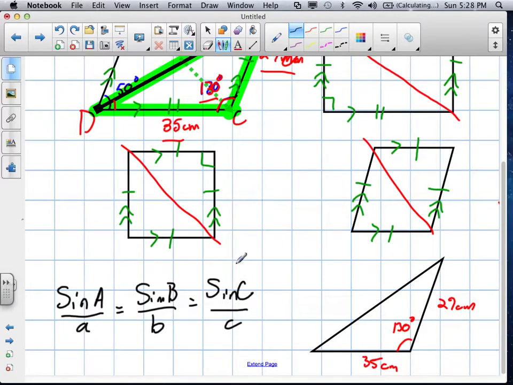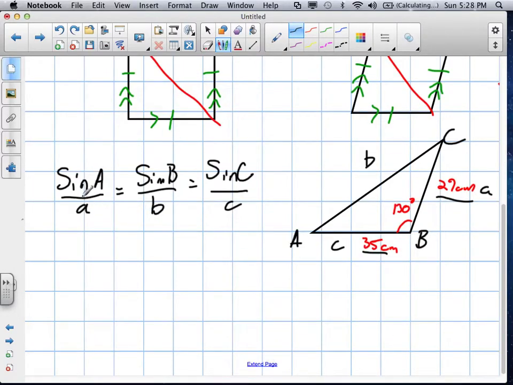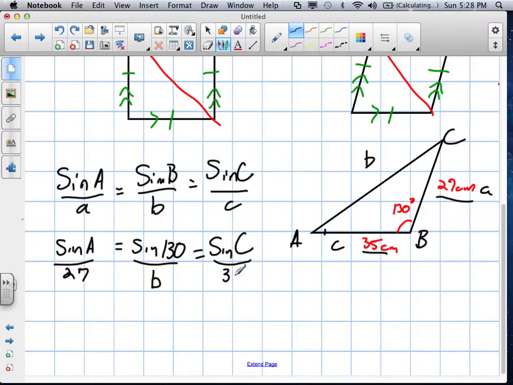So how do you want to name this triangle? Does it really matter so far? No. Okay, so let's just put it up here. We'll call this A, B, and C, which makes 27 what side? 35 is C. And the one we're looking for is B. Okay, let's try to plug in the information we have. Sine A, well, we don't have the measurement, so it's sine A divided by 27, is equal to sine B. Well, we have that. Sine B is 130, but we don't have the side. And sine C, we don't have the angle, but we do have the measurement of the side, which is 35.